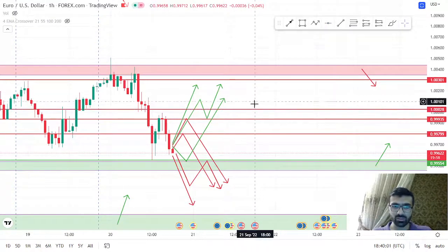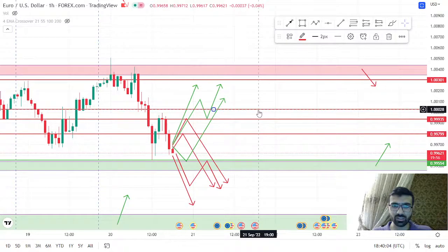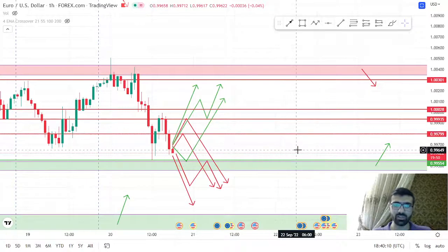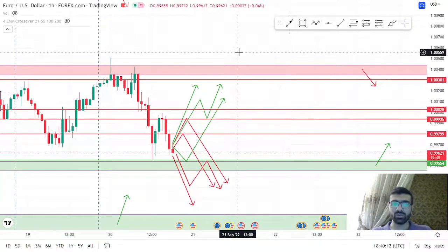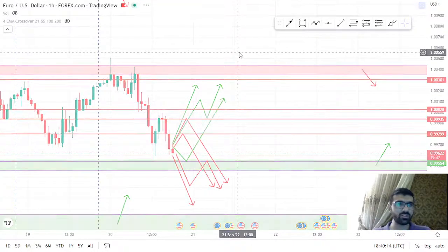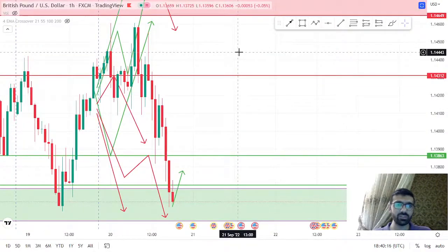Okay, so this area I think is critical and this area will be tested tomorrow. So just be vigilant. If this area is tested, then the market might fall from here. Okay, so now let us move on to the next pair, which is the GBPUSD.